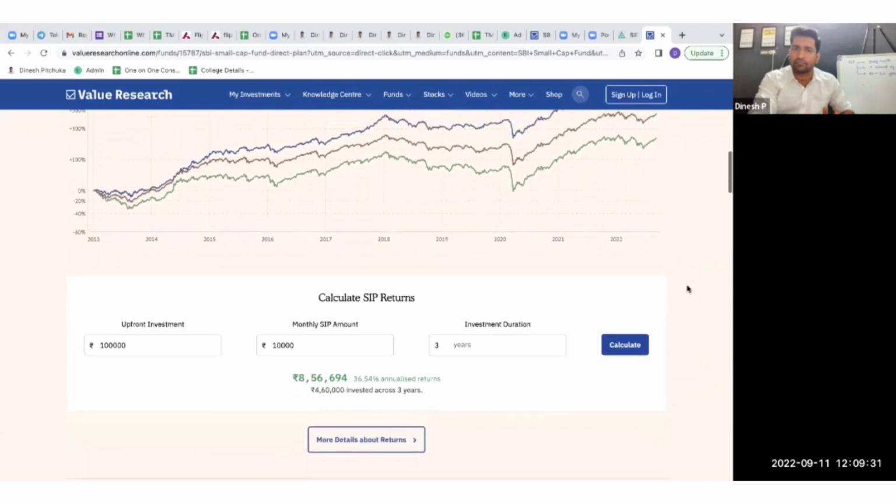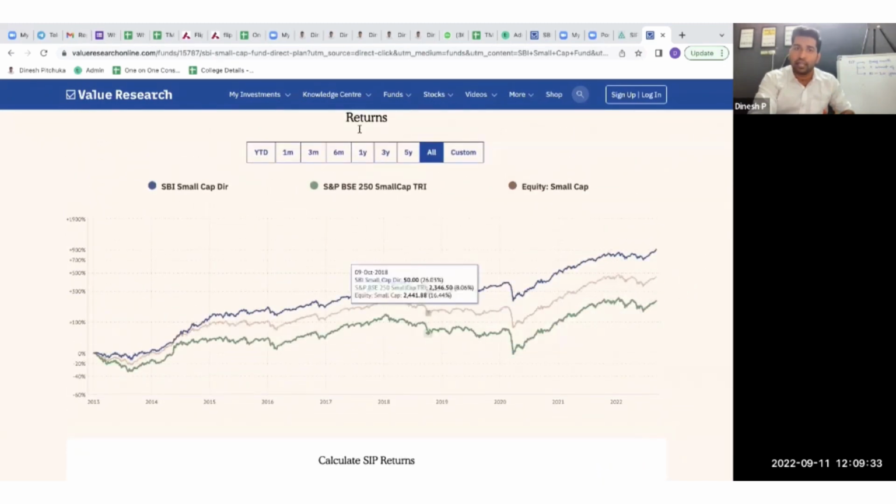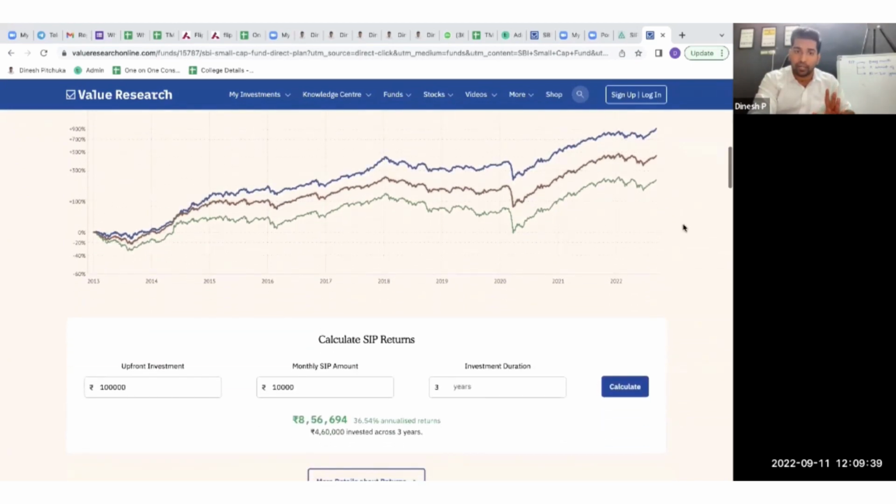Its fund manager is R. Srinivasan, a person with almost 20 plus years of experience, who is doing a great job on that.